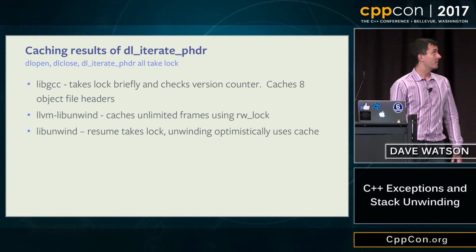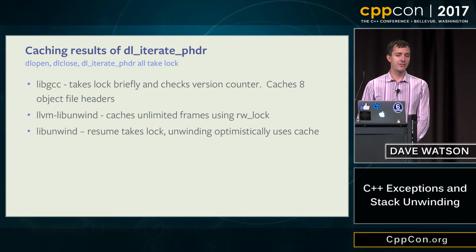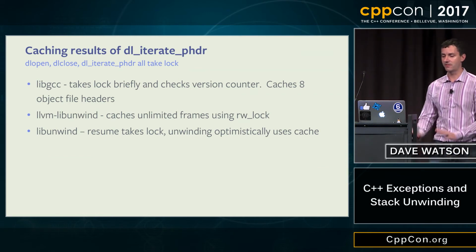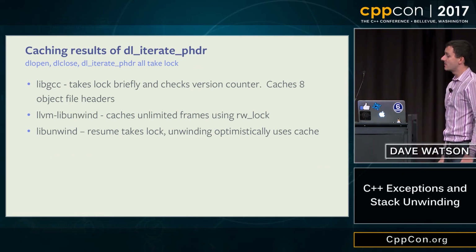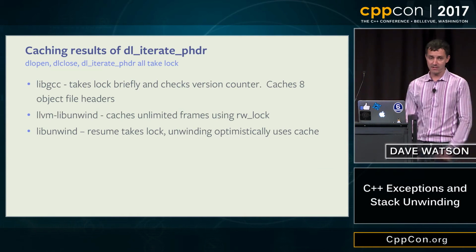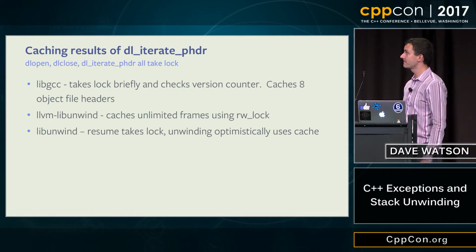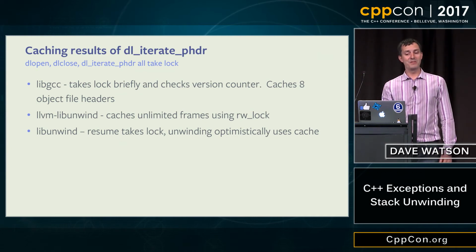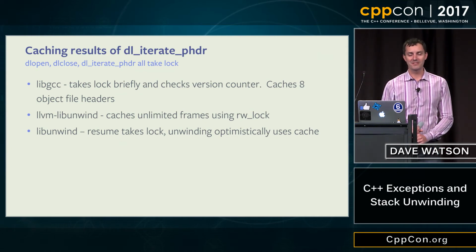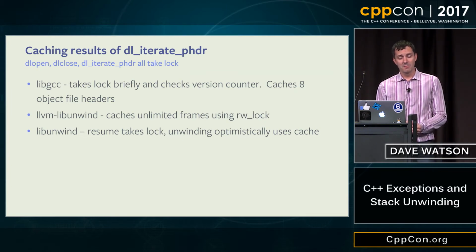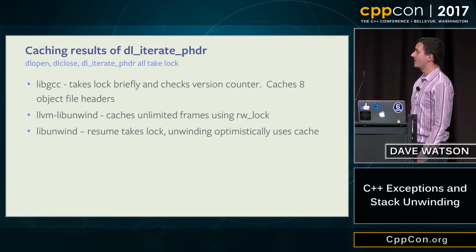LLVM's unwinder, LLVM libunwind, has a different strategy. It also does caching. It has an unlimited cache. As far as I can tell, it's just a linked list. It uses a read-write lock to protect it. So if it's not updating the cache, all the readers can just use the read lock and try and read the cache. It also briefly takes the global lock always to make sure that the cache is valid. But then it can grab an unlimited number of things from it.